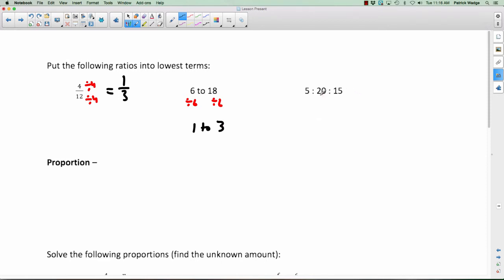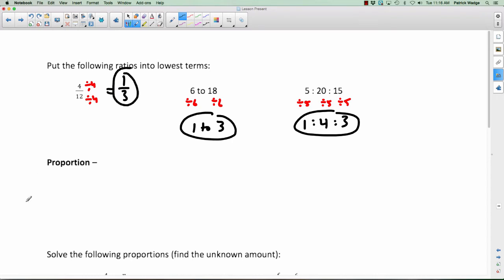Okay, this one's tough. You got to think of a number that goes in evenly to all of these numbers, right? Don't pick something that only goes into two of them. It has to go into all of them. And the number I'm thinking of is 5. You can divide this by 5. You can divide this by 5. You can divide this by 5. 5 divided by 5 is 1. 20 divided by 5 is 4. 15 divided by 5 is 3. So that's in lowest terms. As is this, as is this.